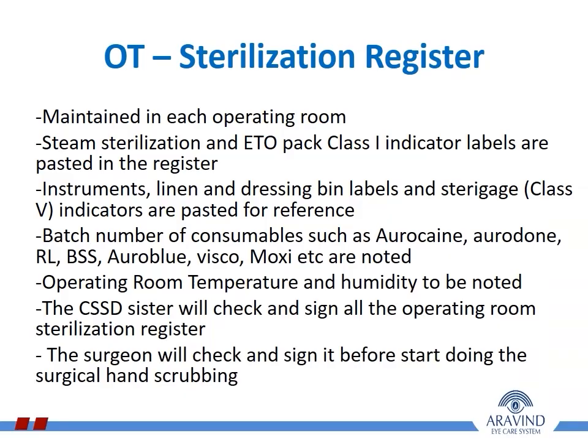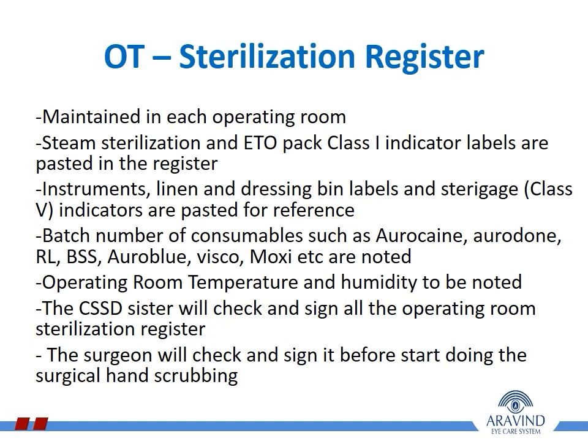Last is the OT sterilization register. It is maintained in each operating room. Steam sterilization and ETO pack class 1 indicator labels are pasted in the register. Instruments, linen and dressing bin labels and Sterigarch class 5 indicators are pasted for reference. Batch numbers of consumables such as Orocaine, Orodone, RL, BSS, Oroblue, Visco, Moxie, etc.